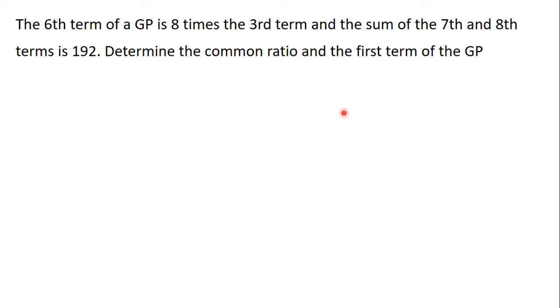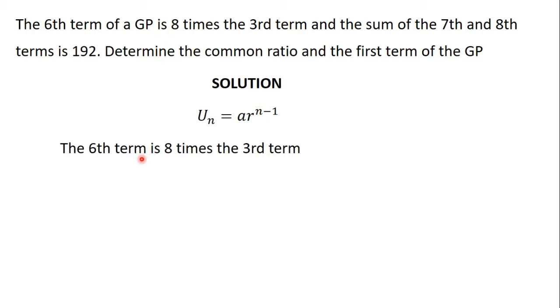We have learned that the value of a term in a GP is denoted by Un, and Un is given by the formula ar^(n-1), where a is the first term of the GP, r is the common ratio, and n is the number of the term whose value we want to find. The first part of the question says that the sixth term is 8 times the third term. The sixth term of the GP will be denoted by U6. We can find U6 from the formula.